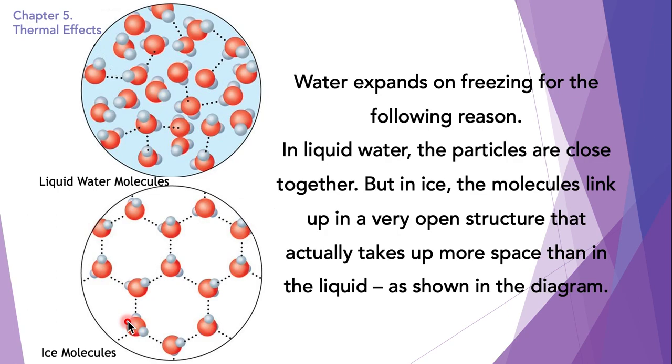So when liquid water is cooled, the molecules start forming into an open structure at 4 degrees centigrade, just before freezing point is reached. As a result, water expands very slightly as it is cooled from 4 degrees centigrade to 0 degrees centigrade. It takes up least space and therefore has the maximum density at 4 degrees centigrade.